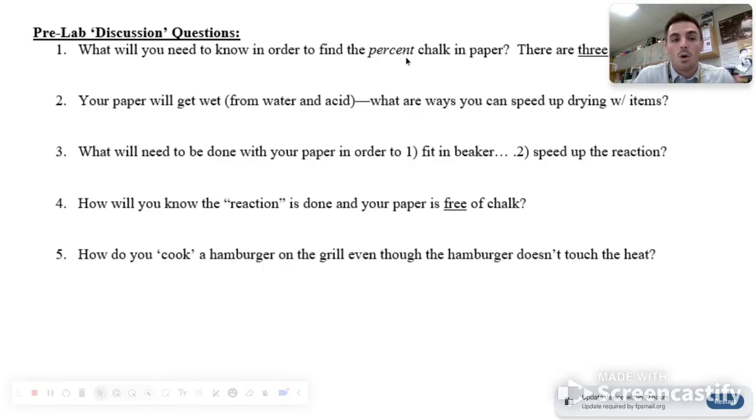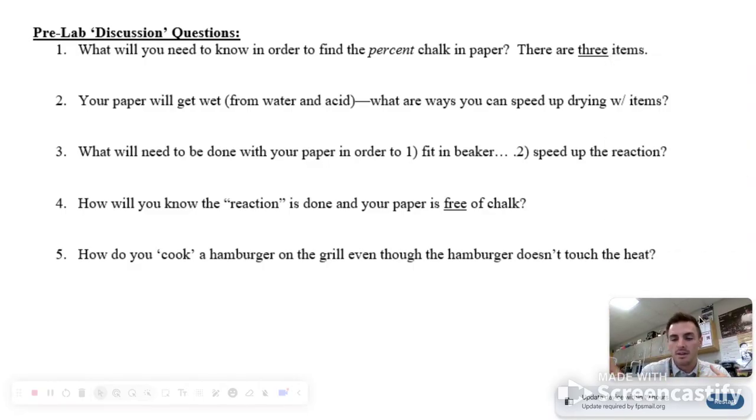So the whole point of the lab is to find the percent chalk in paper. Now, if you're all using the same paper, all of you should get about the same percent, and that's what we'll see. But again, we always in life have to start with the end in mind. So if the whole goal of the lab is to figure out the amount of chalk in paper, there are 3 things we're going to need.